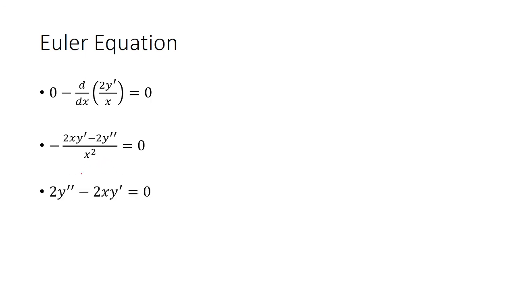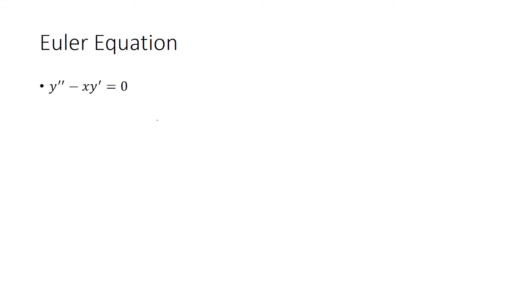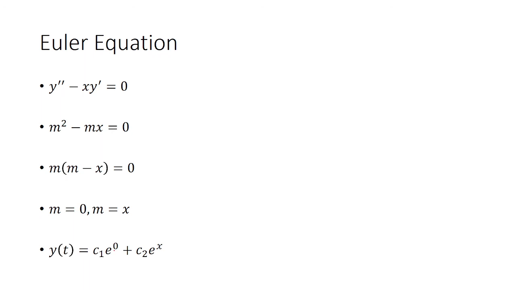Multiply both sides by negative x squared, or rather, sorry, x squared. So we multiply this x squared over, and then you just distribute the negative to both of these. So now 2y double prime is positive, and then 2x y prime is negative as a coefficient. Now get rid of the twos. And this we have to simplify, so we're going to treat this as m squared minus m x equals 0, where m is the derivative. And then you factor out the m and set them equal to 0, and these are going to be the exponents of e. So we have c1 e to the 0 plus c2 e to the x. And that's our solution for the Euler equation.